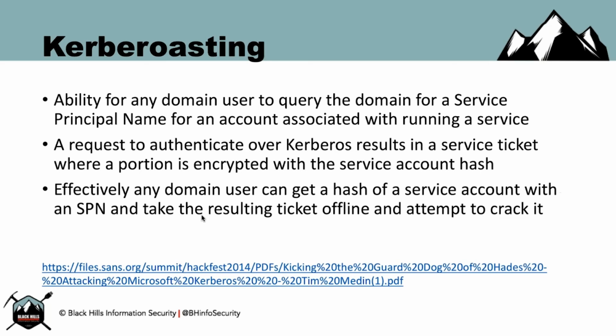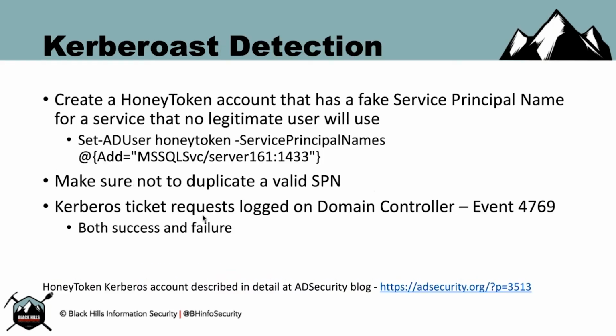So unless that password changes, and typically service accounts in a lot of places don't change frequently, a user could eventually crack that. Well, how do you detect that? Probably one of the better ways is to set up a fake honey token account or a fake service principal name, and then alert anytime you ever see that, because a user will never ask for that fake SPN. You have to be careful, though. You don't want to create an SPN that duplicates something you have in your environment, or you're not going to be able to authenticate to the legit service.